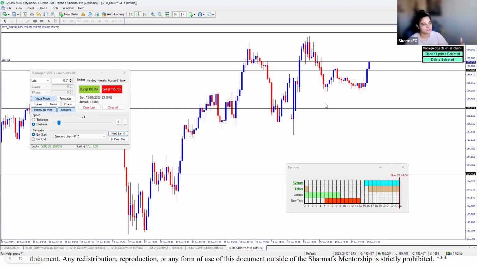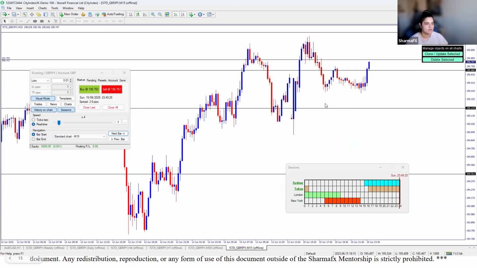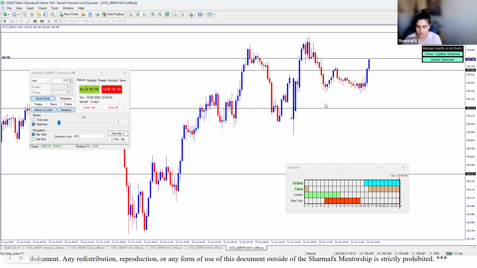And now London's job is just to carry that forward, right? Because we don't have any other fundamentals coming out. So I'm going to wait 11 minutes. I'm going to wait to see what happens when the London session opens up, and then I'm going to look for my trade opportunity here.